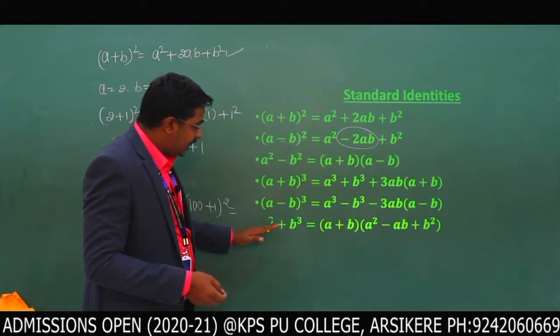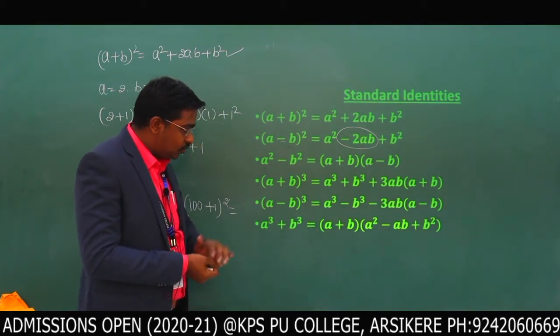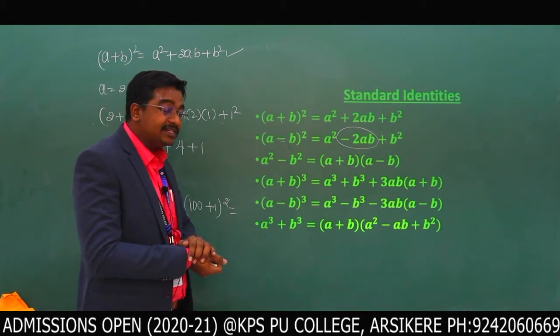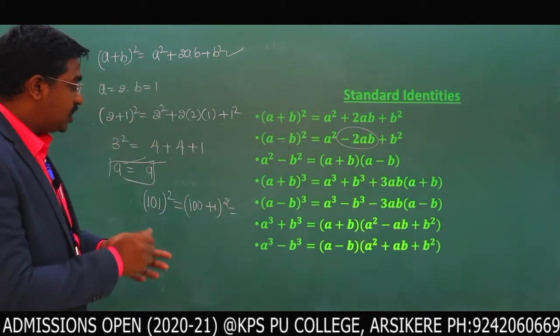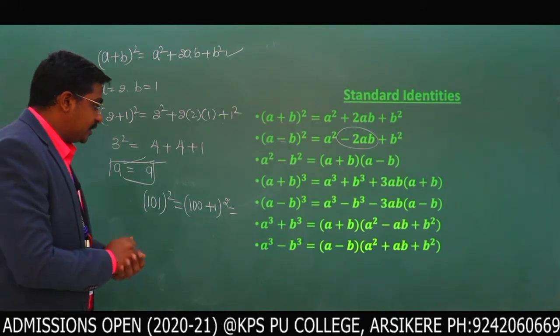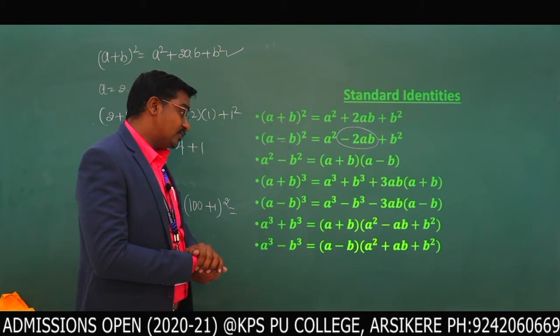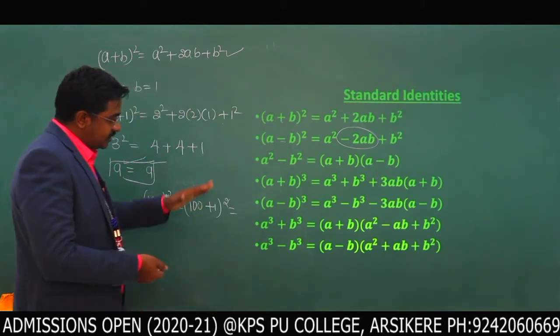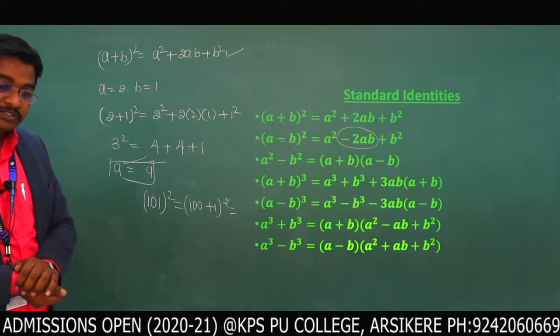Next one, it is also very important. So when we are finding here a cube plus b cube and the expansion is here a plus b into a square minus ab plus b square. What about here a cube minus b cube, this become a minus b into a square plus ab plus b square. These identities are very important, please make a note on these identities.